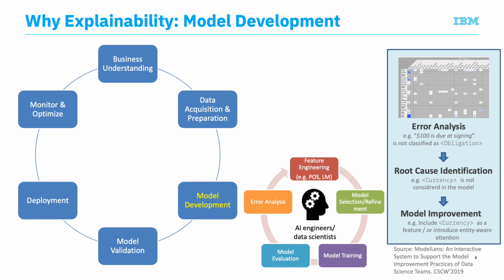In our example, during the error analysis, when the model developer found that a particular instance, such as "$100 is due at signing", is not classified as an obligation, by inspecting the explanation provided by the model, they can find that the root cause of this error is that entities such as currency are not considered as a part of the model, and possible ways to improve the model could be adding entity type currency as a feature or introducing entity-aware attention to the model.